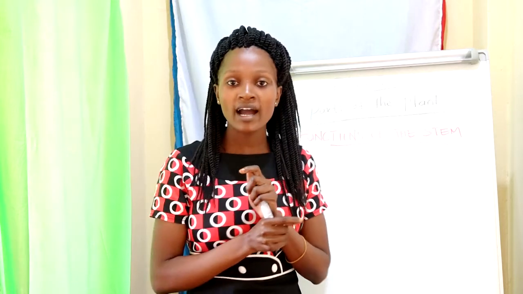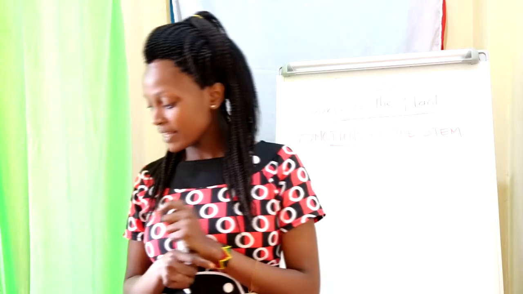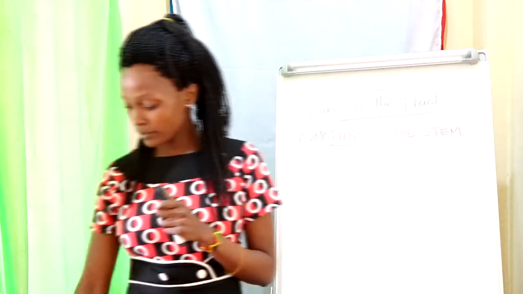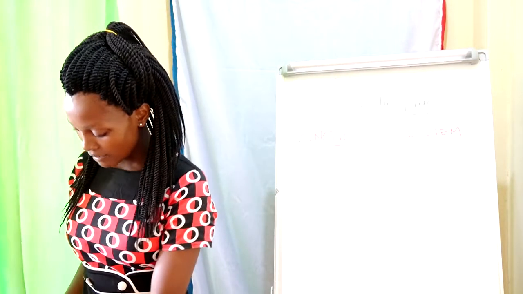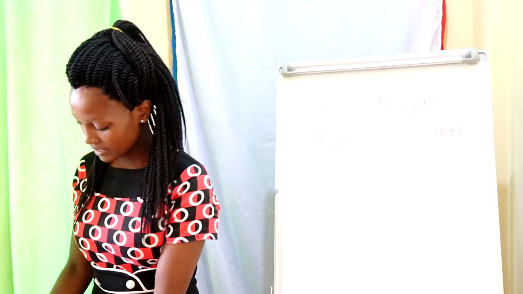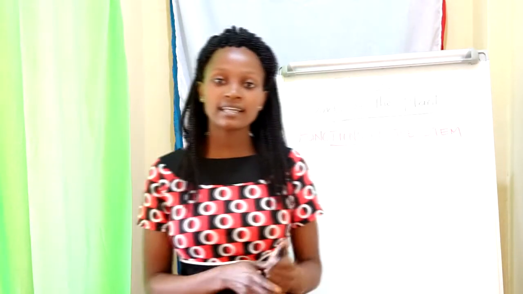We also have the shrubs. These are plants that are woody and have branches without a main stem. For example, we have the hibiscus. This is an example of a shrub.